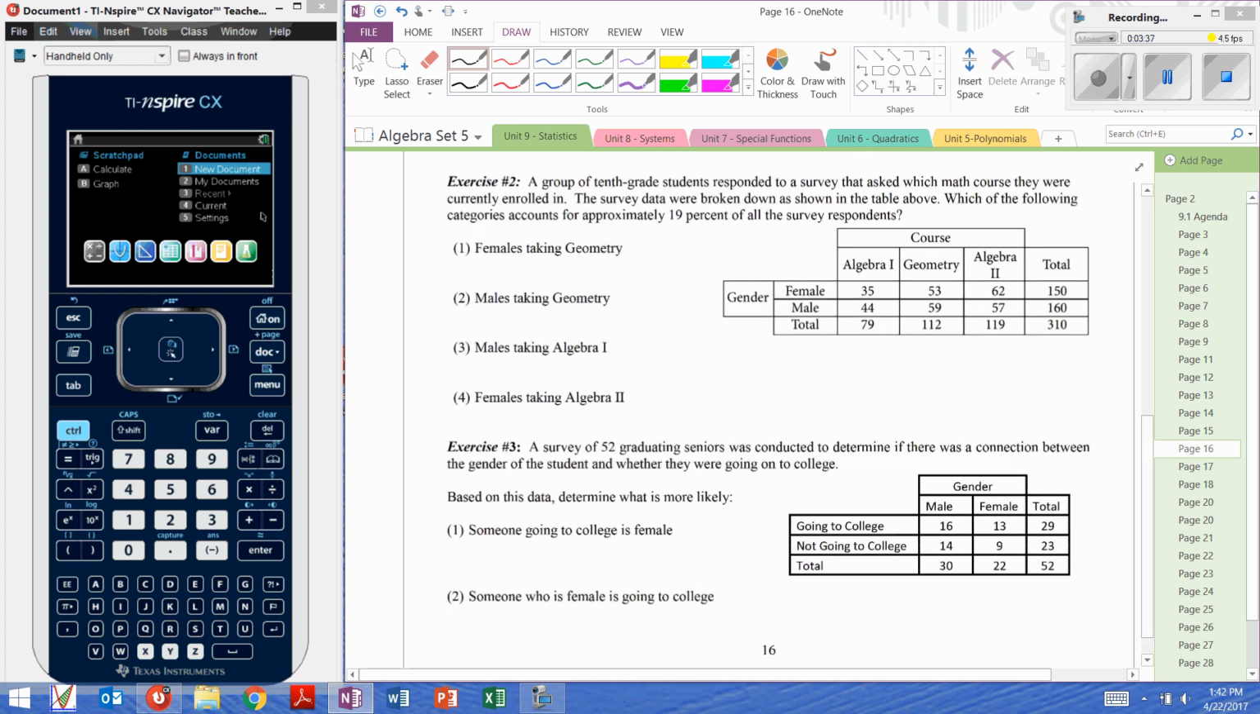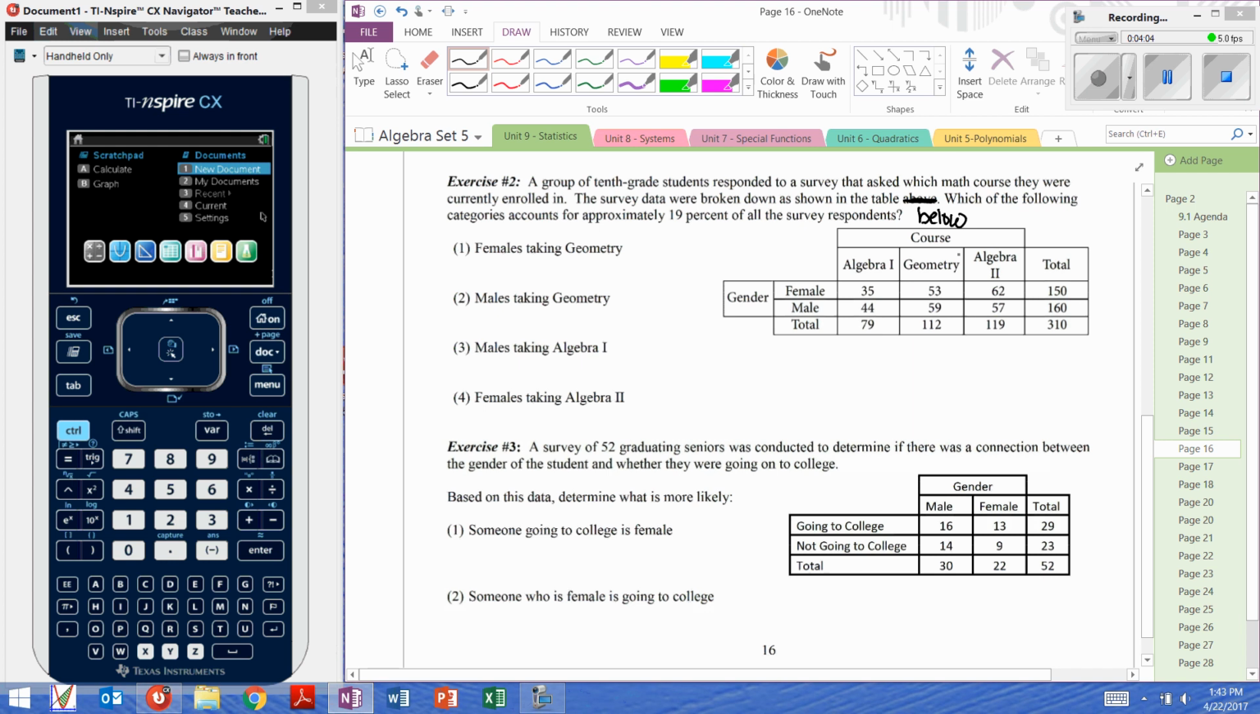Here we go with exercise 2. Here we see a group of 10th grade students responding to a survey, and it asked them which math course they were currently enrolled in, and the survey data was broken down and shown in the table above. That should say below. Man, the typo's on here. I wonder who made this worksheet. That would be me. I'll take full responsibility. Sorry that this has so many mistakes already.